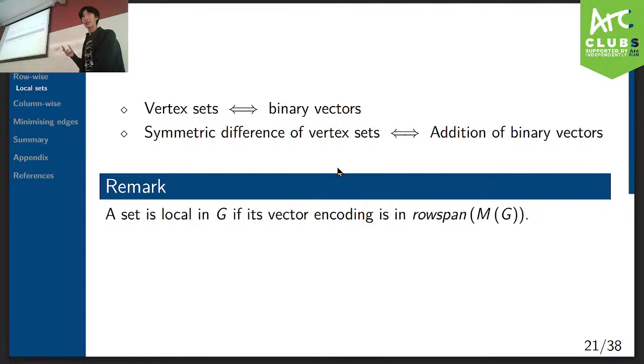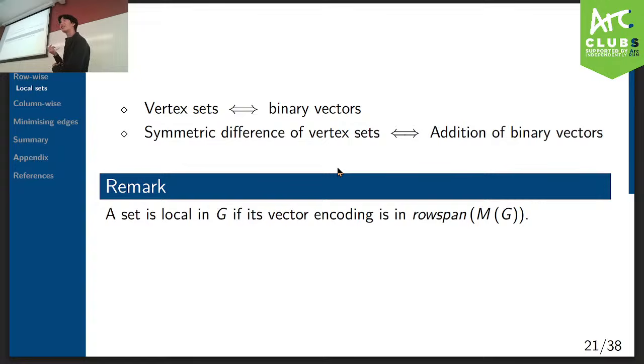And so this remark relates a local set to the graphic presentation of G. In particular, a set is local if its vector encoding, when you turn it into a vector of zeros and ones, is a vector in the row span of G.